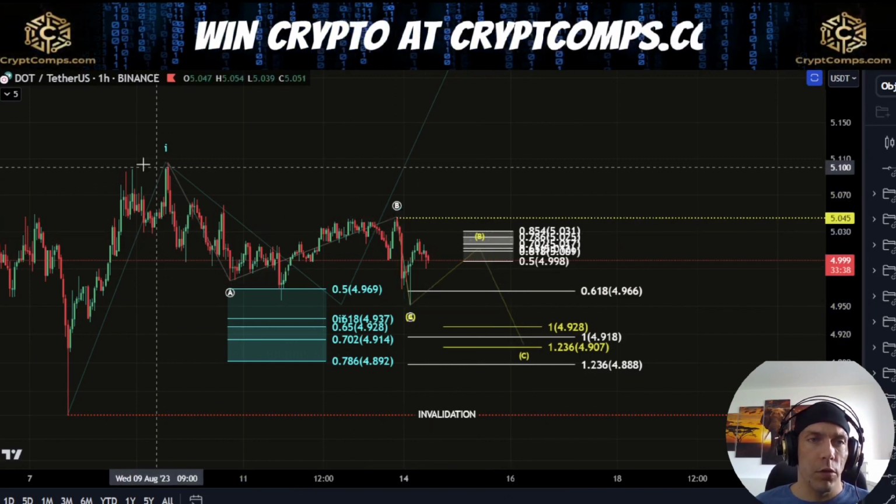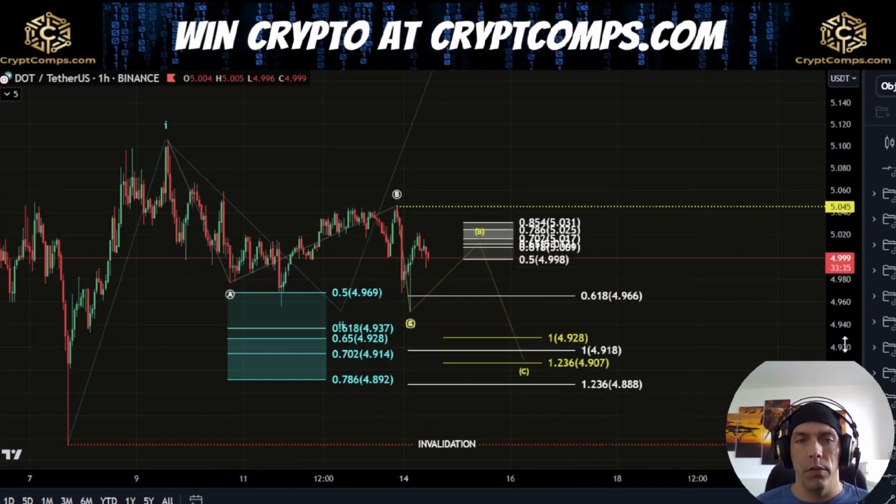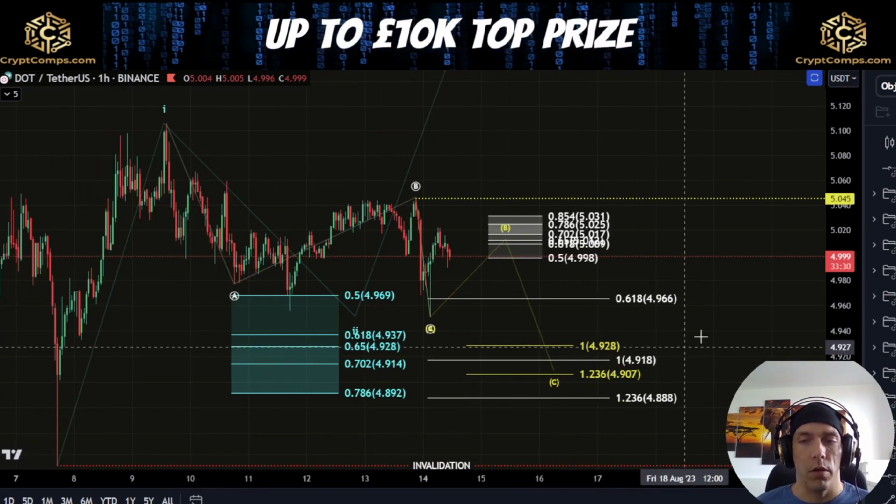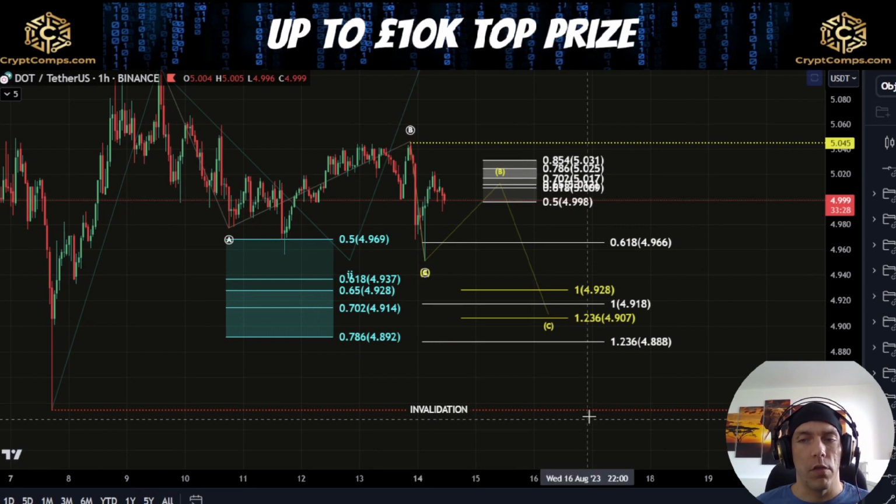So until we actually start breaking back above this high, we need to be careful of this idea that we could still see a little bit more downside here, still looking at this as a bullish breakout. Now, invalidation of this comes by crossing this 483.